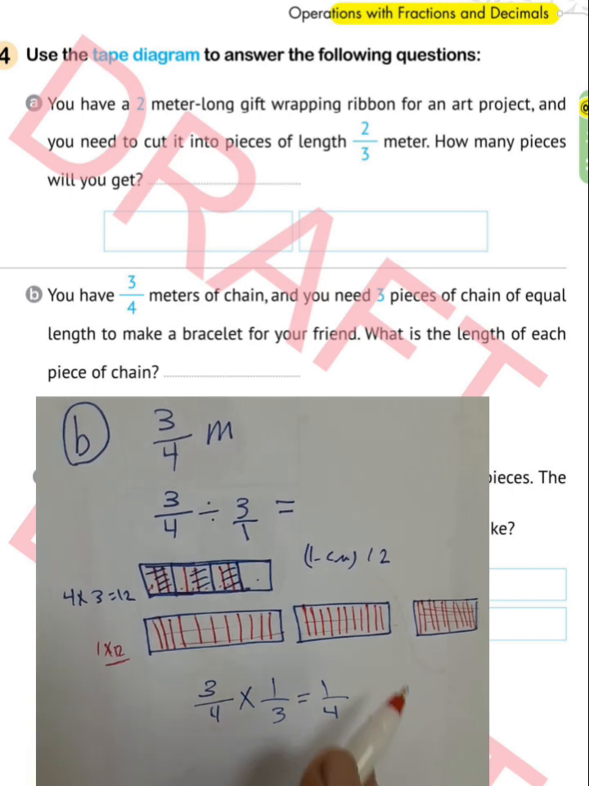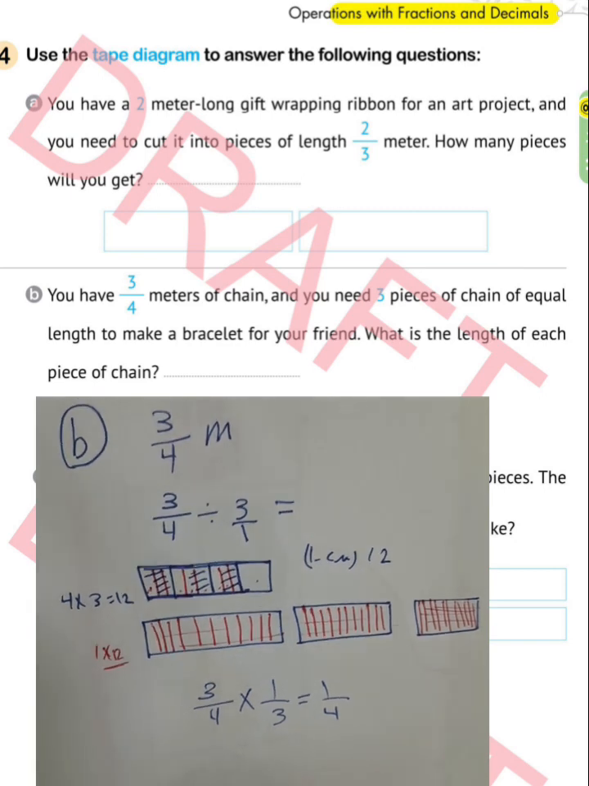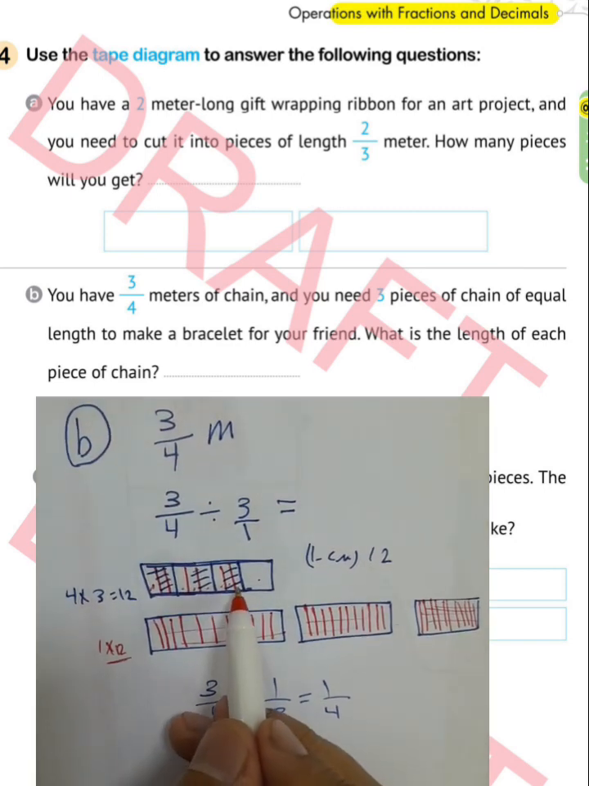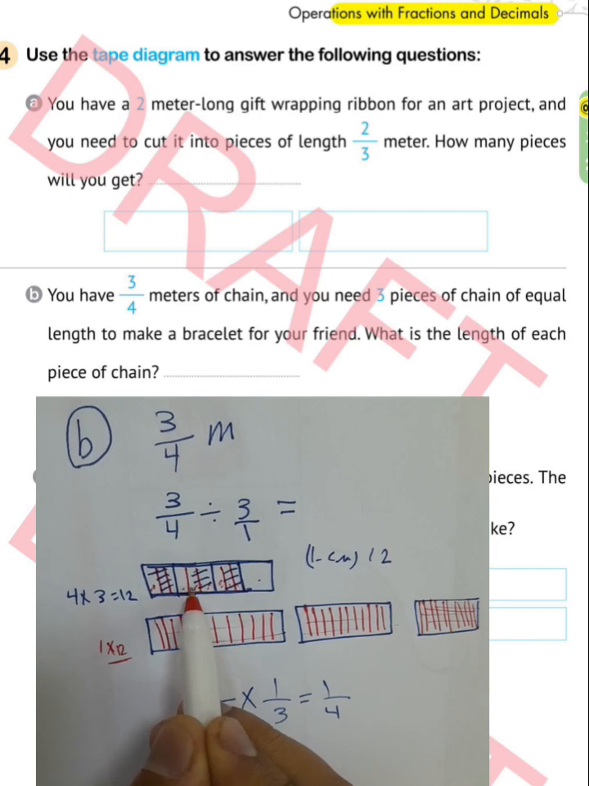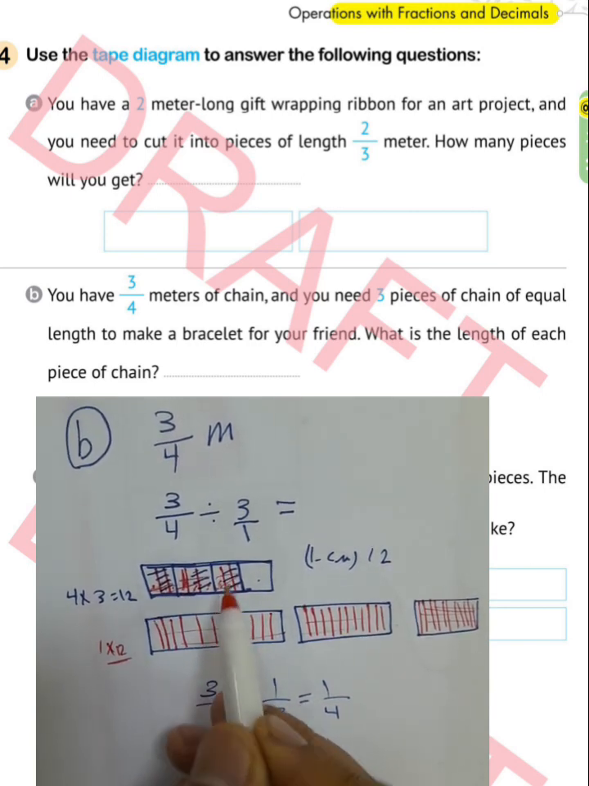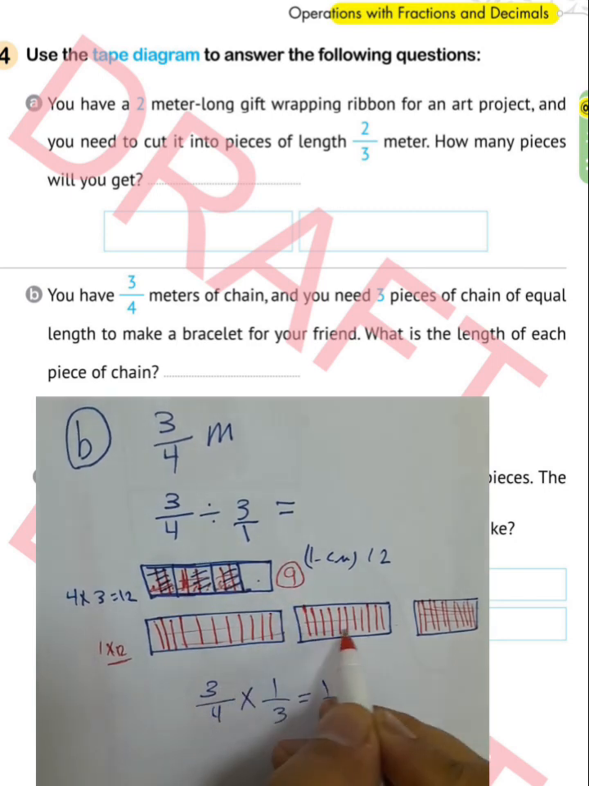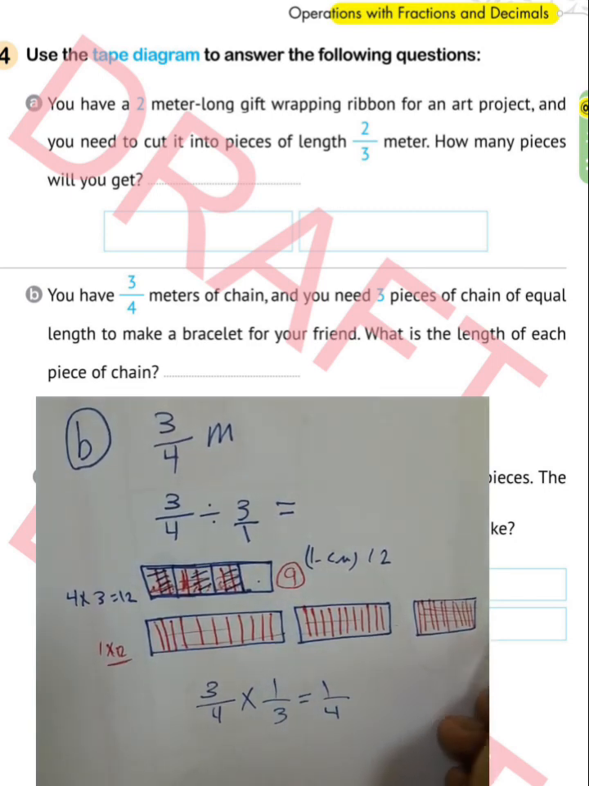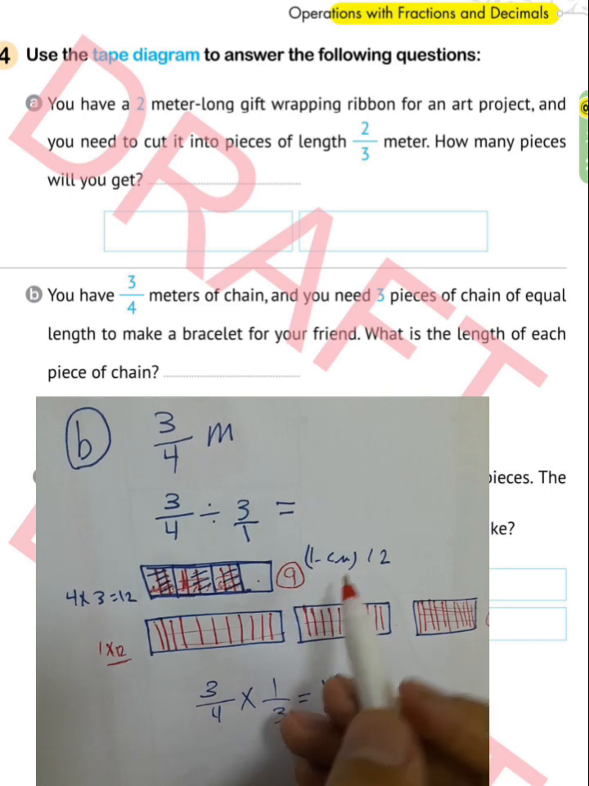And here, how many parts colored? 1, 2, 3, 4, 5, 6, 7, 8, 9. It was 9. 9 parts colored here. And here how many parts? 12 parts colored. In the result, 9 out of 12.